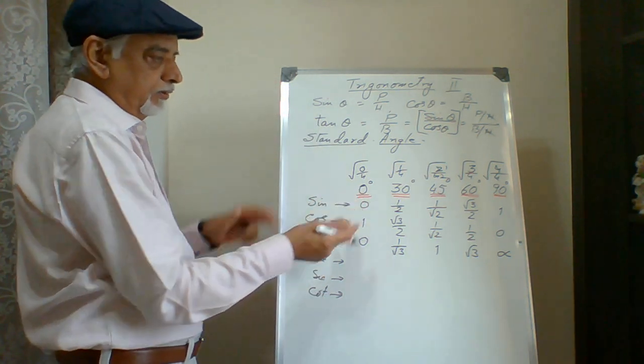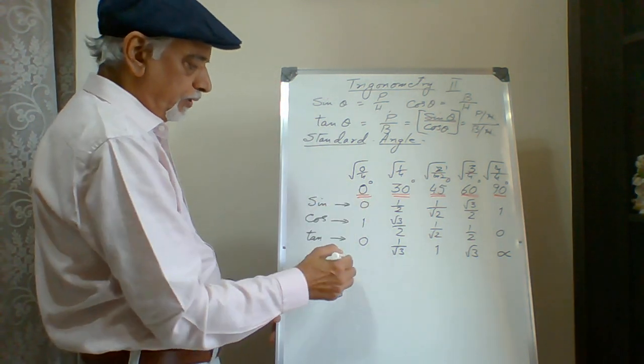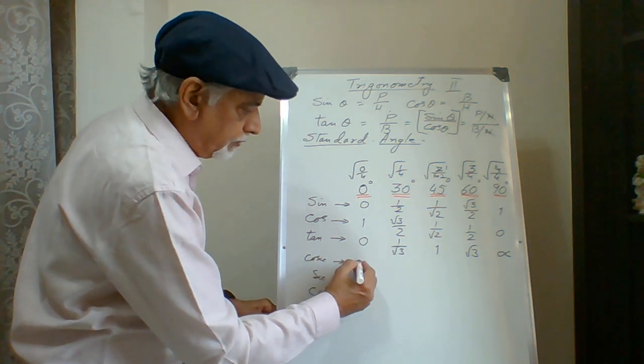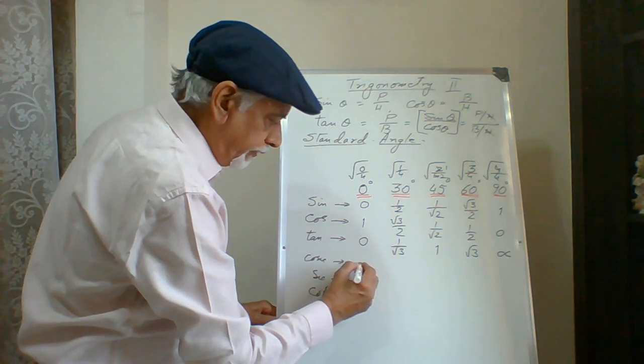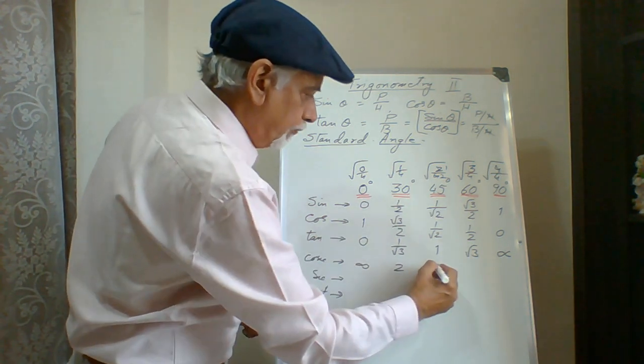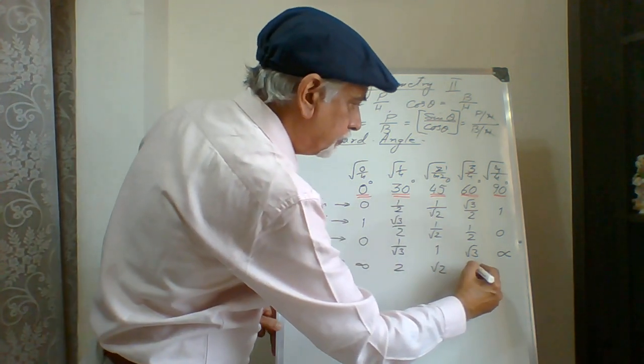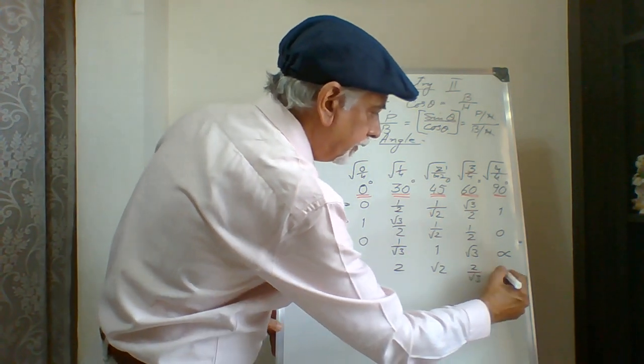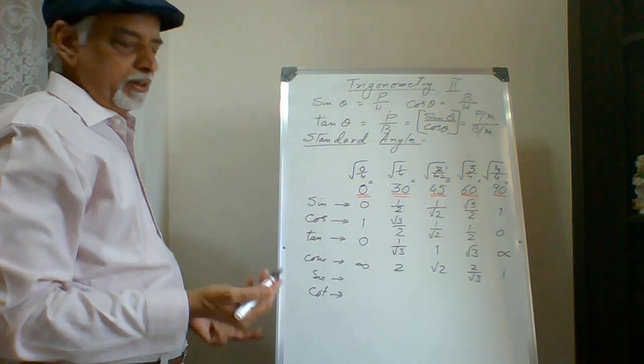What you do is invert all these values. So 0 will become 1 by 0, which is infinity. This will become 2, this will become root 2, this is 2 over root 3, and this remains as 1. 1 over 1 is 1.